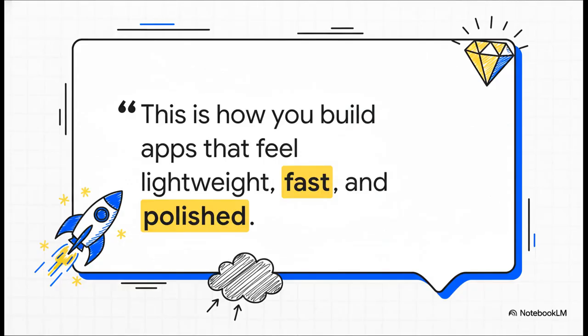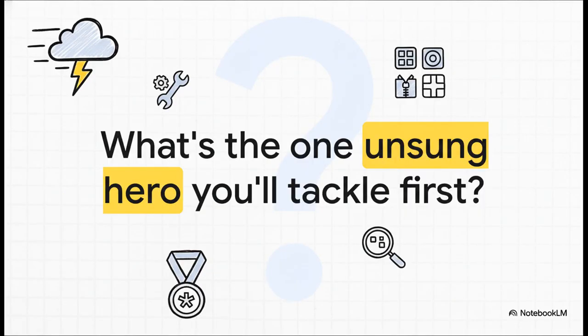You see, when you bring all these pieces together, when you tackle the big 3, when you optimize those unsung heroes, and when you really embrace this mindset of continuous measurement and improvement, you're doing more than just making your site faster. This is how you build apps that feel lightweight, fast, and truly polished. So, I'll leave you with a little challenge. What's the one unsung hero you can tackle in your own project today? Maybe it's finally switching to SVG icons, or maybe it's just enabling Brotli compression.